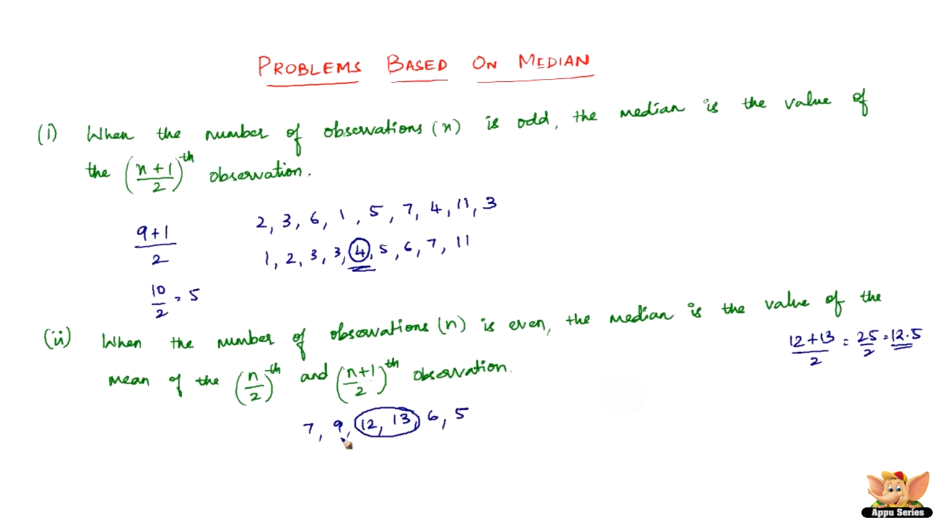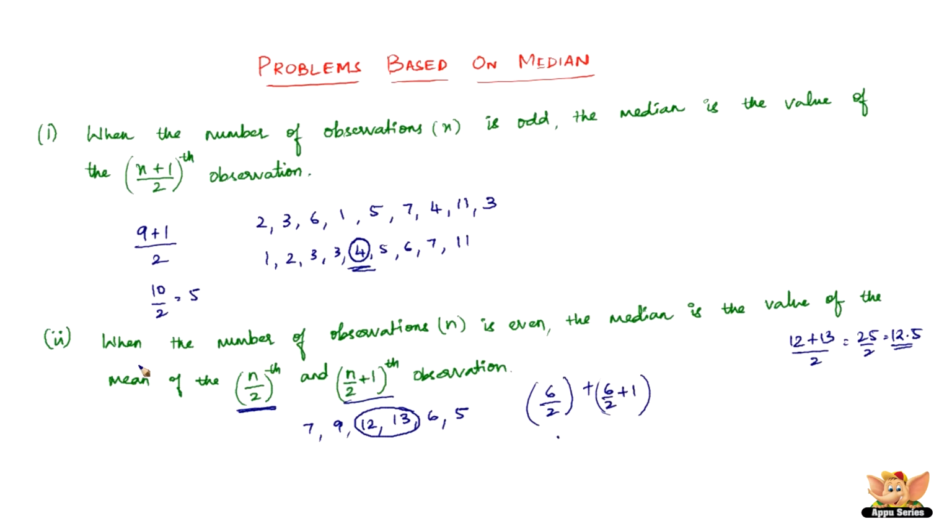But this was simple. It was just 6 values and it's fine. But what if you have 100 values? That's when you need to use the n by 2nd and the (n by 2 plus 1)th observation. Now the n in this case is 6. So 6 by 2, plus 6 by 2 plus 1.